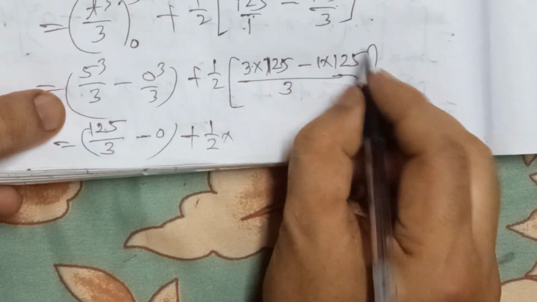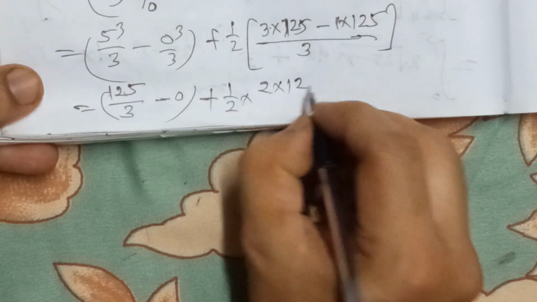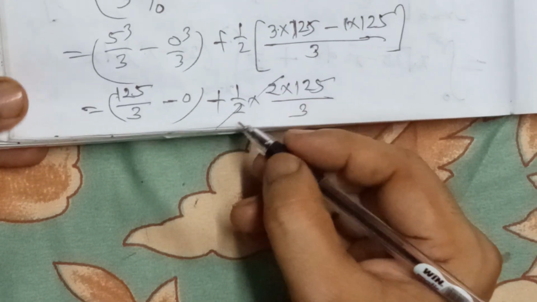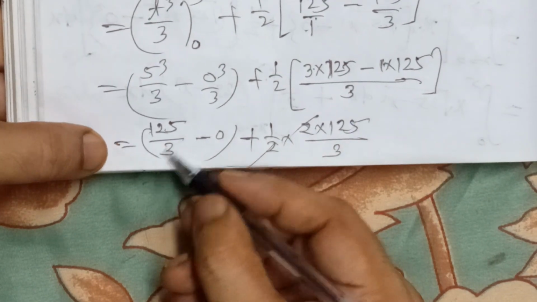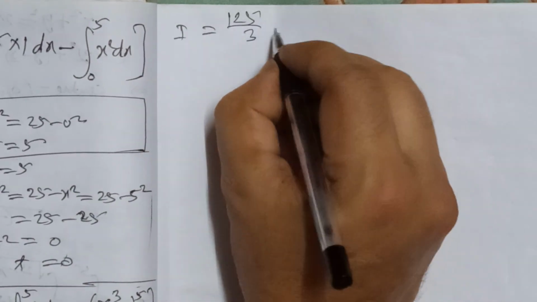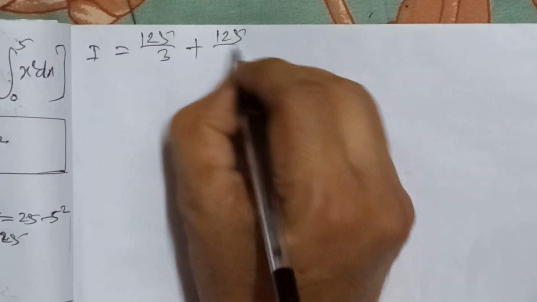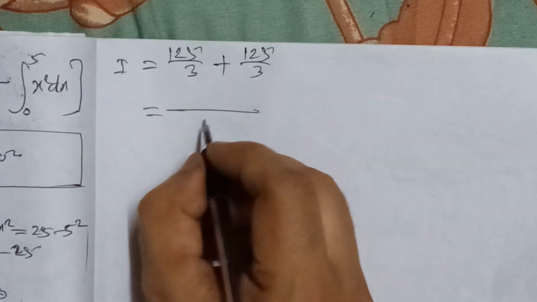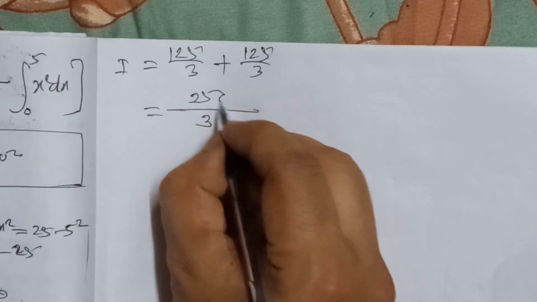times 125 is 1 times, so we get 2 times 125 all upon 3. You can also cancel out 2 with 2 in numerator and denominator, and this term becomes 125 upon 3, and also this value becomes 125 upon 3. These are two like fractions. You can add the numerators directly and write the denominator only once, therefore this becomes 250.